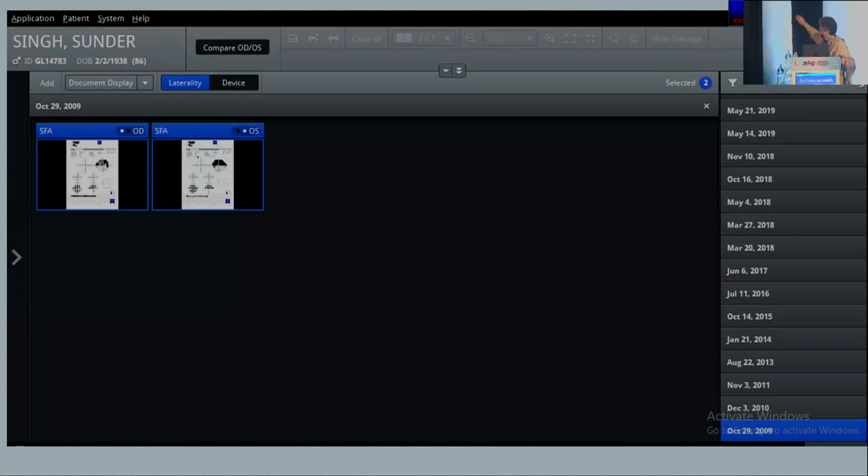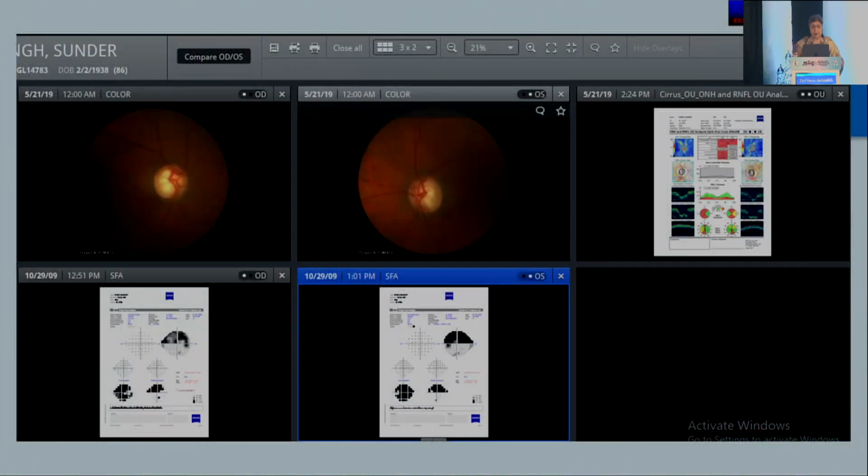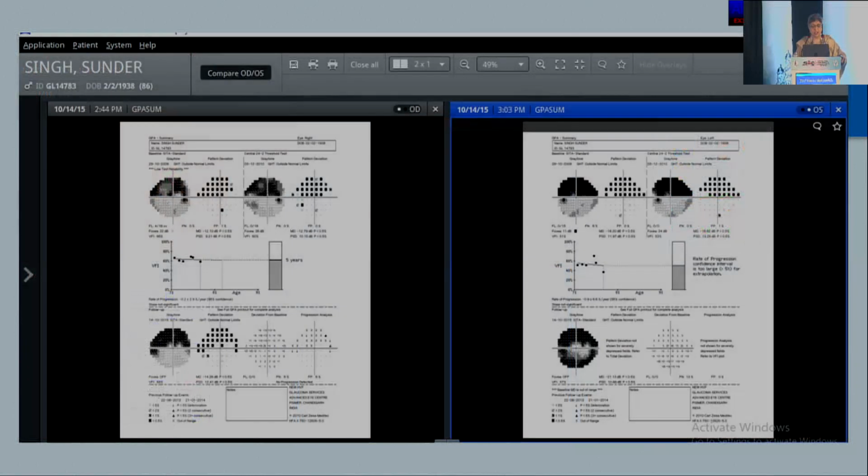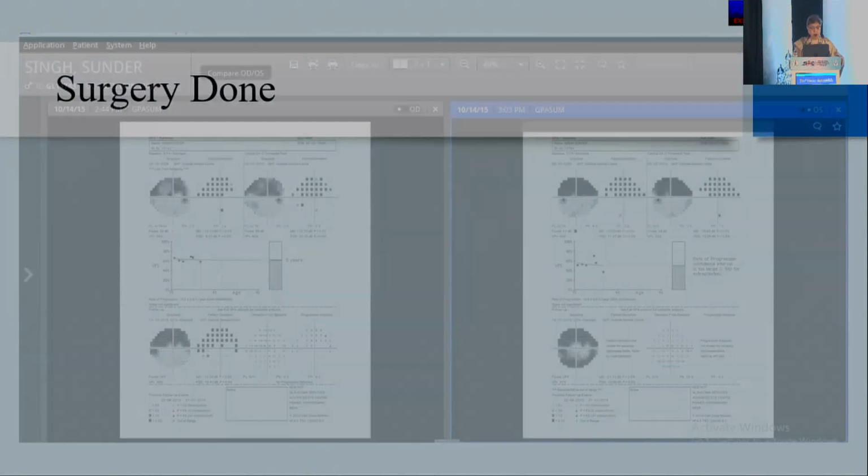So I scroll down and I realize, oh, this is what he was when he came in. So when he came in, he was as advanced as this, which is like 15 years ago. So you tell yourself, 15 years ago, this is what he was, and then the TRABs have been done, and now, so far so good, this is how he is. So pretty much stable, and he's doing all right.